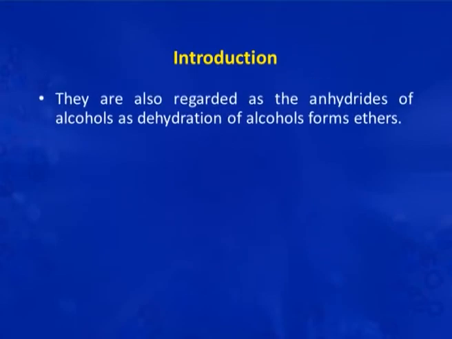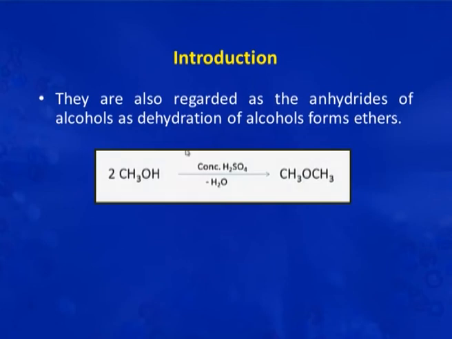Ethers can also be regarded as the anhydride of alcohol. Anhydride means removal of a water molecule from the starting material. Here the starting material is alcohol. If we remove a molecule of water from this alcohol, the resultant product is ether, and that is why ethers are also considered as the anhydride of alcohols.